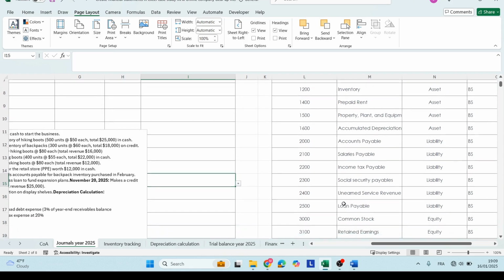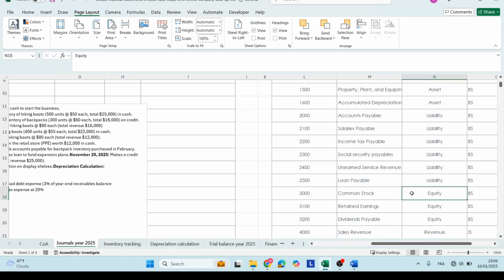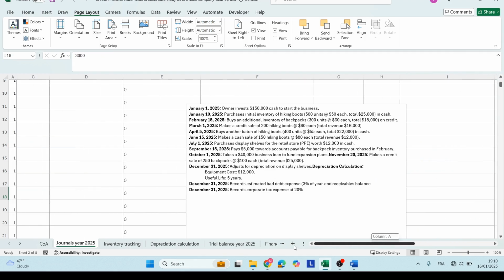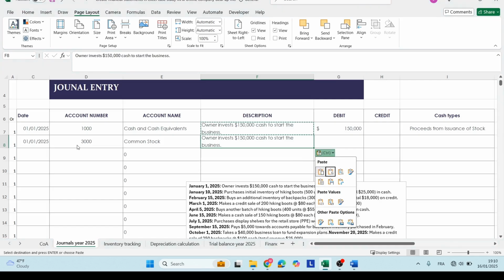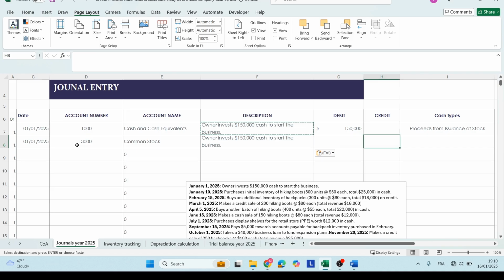Look for the equity. As you can see, this is common stock. This is equity, a balance sheet account. So we will use this account to record the creation of the company. Here we put the account, as you can see, this is equity, common stock. Then we put the same description and the same amount in credits.